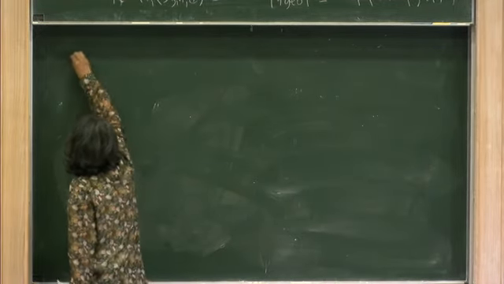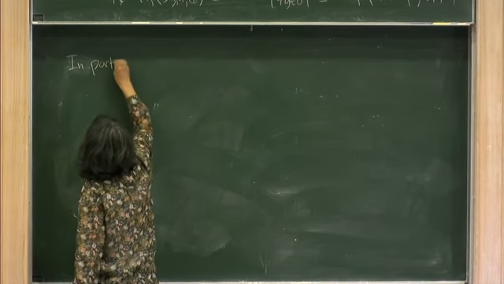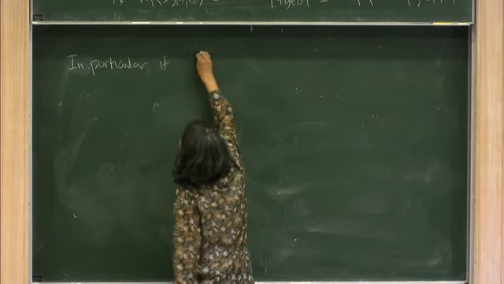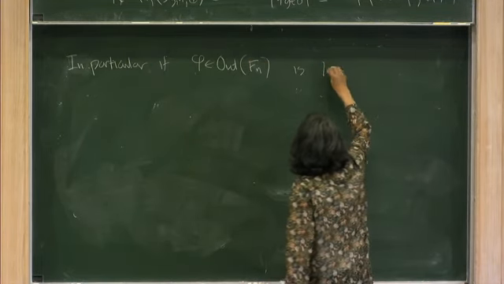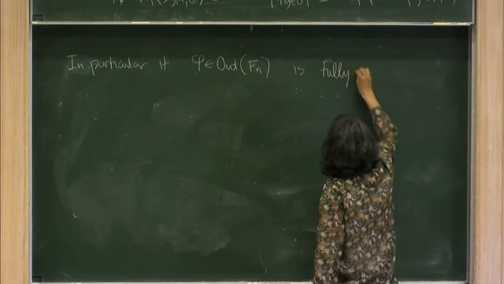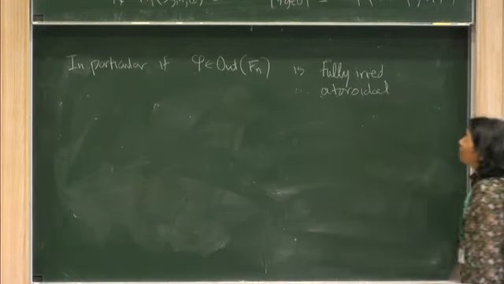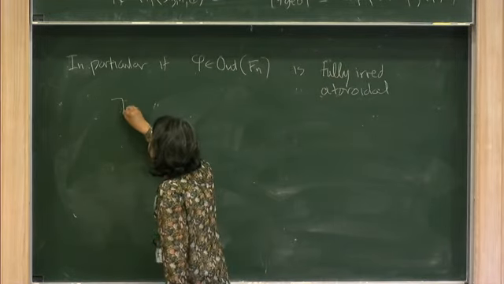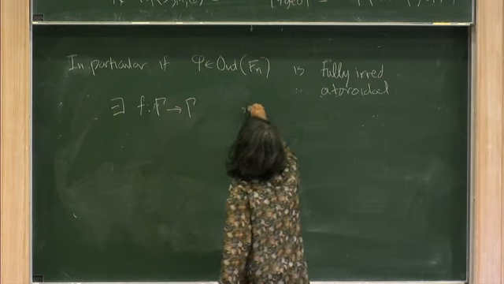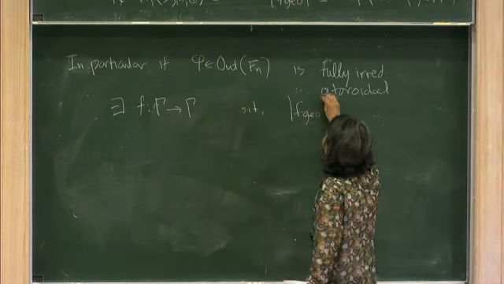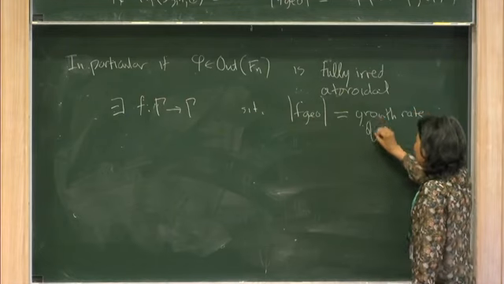So, for example, in particular, if phi in Out(F_n) is fully irreducible and atoroidal, then there exists a graph map so that this is going to be exactly the growth rate of word lengths.